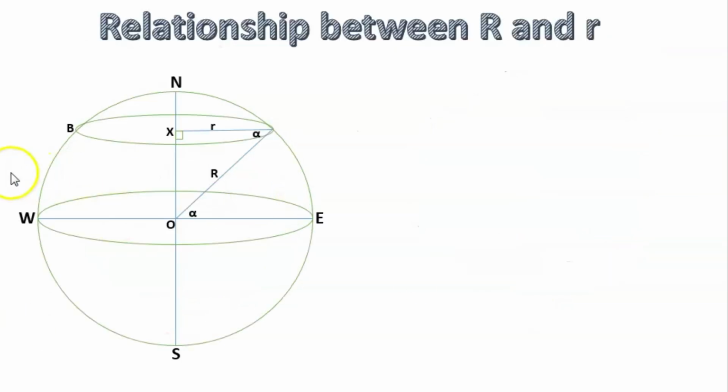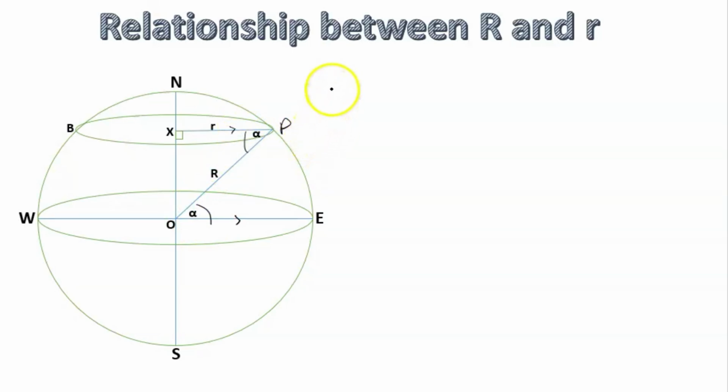Without wasting time, let's look at the relationship between the capital R and the small letter r. This diagram will show us clearly what we are to do. From our elementary math, let's assume this is P. XP and OE are parallel to one another. They are parallel, and this angle will be equal to this angle because they are alternate angles.